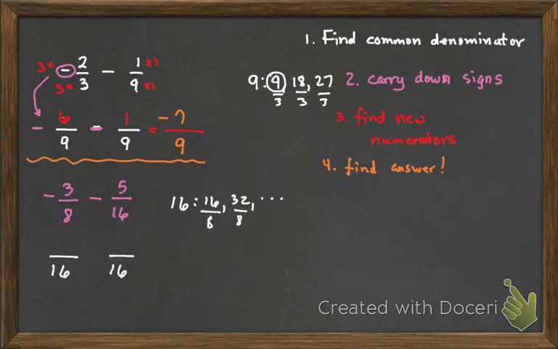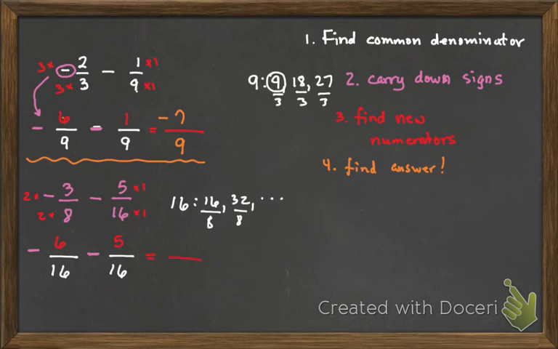I'm going to bring that down, and step 2 says I'm going to carry down my signs. So the first one is negative, and in between I've got a minus. So that was step 2. Now step 3 tells me to find the new numerator. Well, to get from 8 to 16, I multiply by 2. So I multiply 3 by 2, and I get 6. To get from 16 to 16, I'm just multiplying by 1, and 5 times 1 is 5.